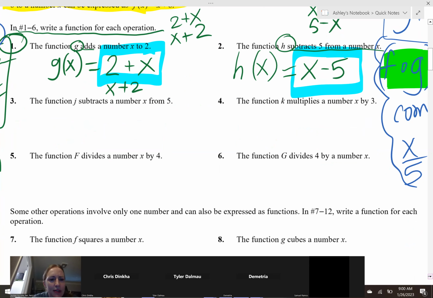How about number 3? It says the function j. I guess you don't see a lot of j. Most functions are either f, g, maybe h. You see j when you've kind of exhausted all the other names: f of x, g of x, h of x. Okay, let's try j now. Subtracts a number x from 5. So how about that one? Is that going to be the same as number 2 or opposite?